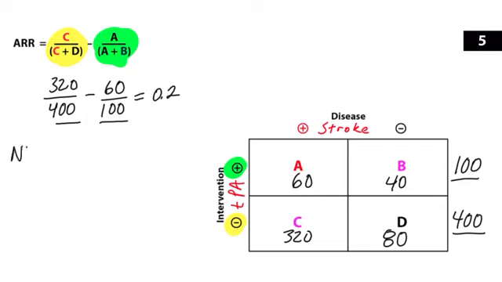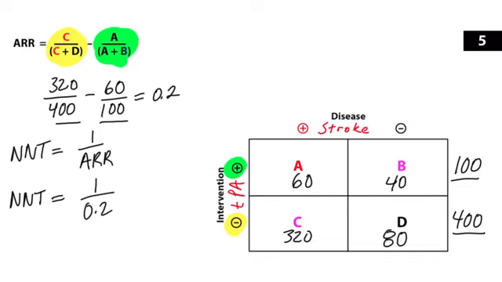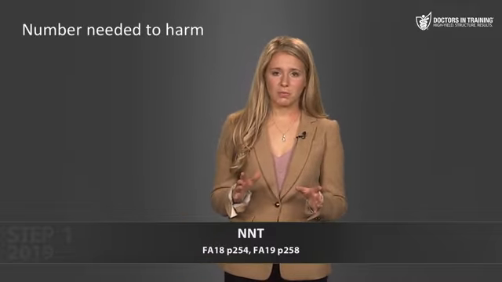To calculate the number needed to treat, you take the inverse of absolute risk reduction. That is, you calculate 1 over the absolute risk reduction, which is 1 divided by 0.2. This equals 5. Therefore, you need to treat 5 patients with an acute stroke to see the beneficial effect of TPA in 1 patient. There's also a similar concept called the number needed to harm, which I'll just mention briefly.